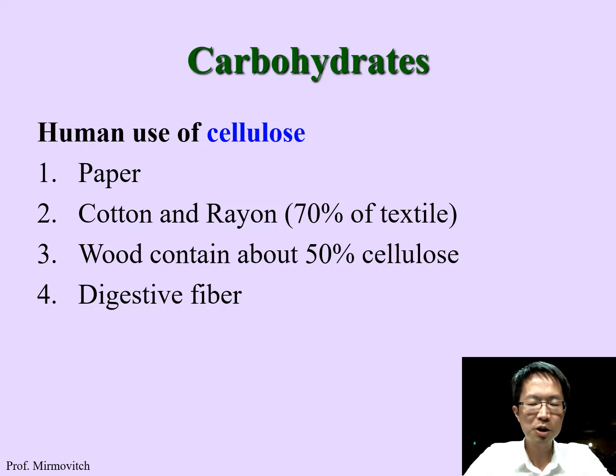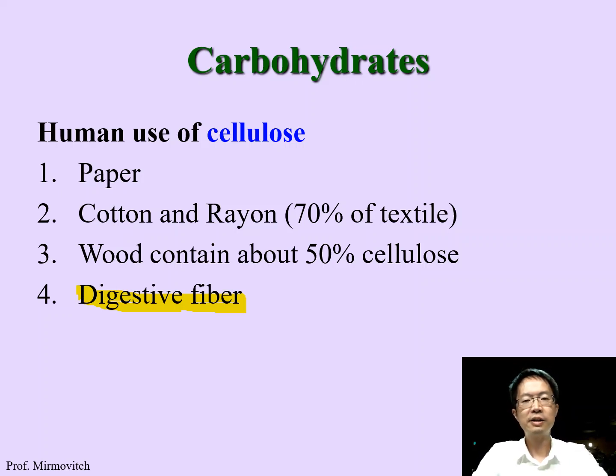And then what do we use for cellulose? Well, we use cellulose to make paper, yes. Cotton, the cotton tip Q-tips, wood, for our furniture, and most importantly, digestive fiber. Digestive fiber in our food, they are the cell wall of the plant or vegetable or the fruit.